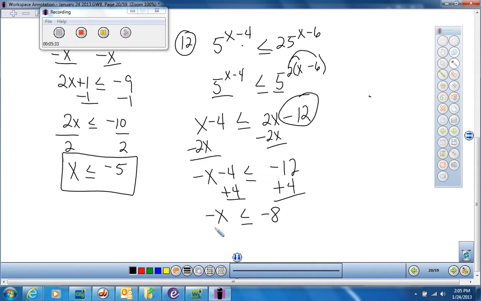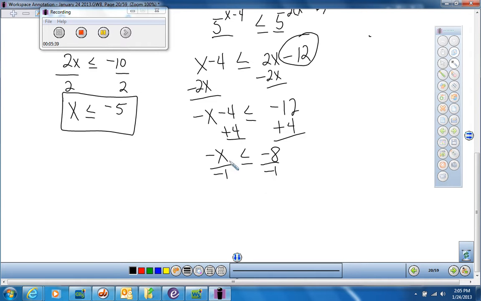Now be careful here. We have a negative variable. We don't like that. So we're going to divide both sides by negative 1. When I divide by negative 1, I'm moving it across the inequality. Anytime I divide or multiply by a negative across the inequality, I have to reverse it. So it's going to be x is greater than or equal to 8.